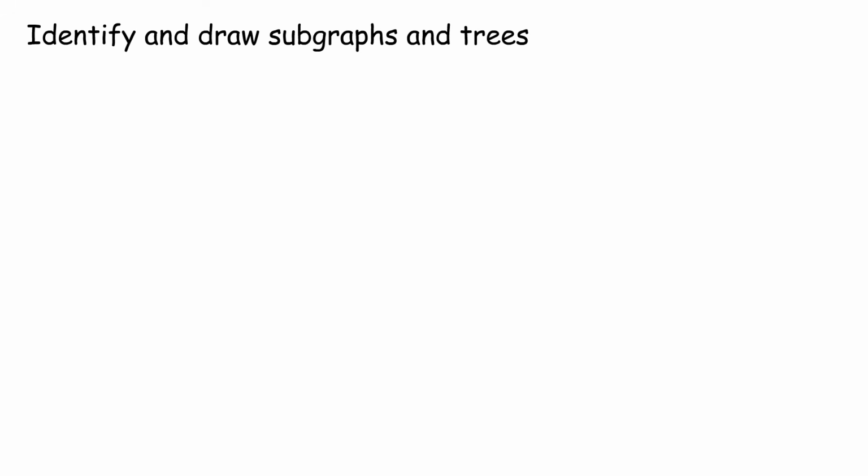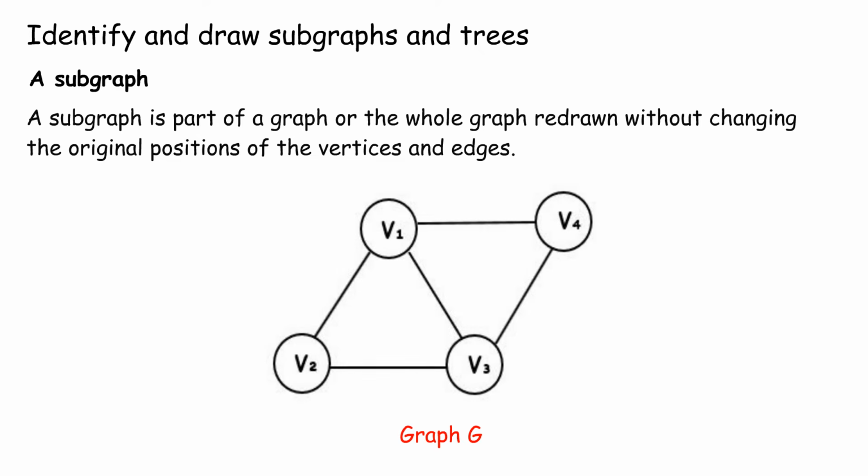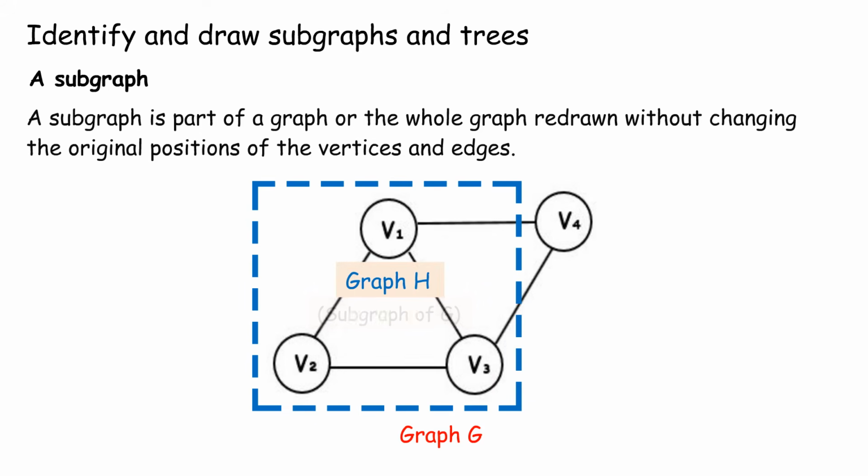Identify and draw subgraphs and trees. A subgraph is part of a graph, or the whole graph redrawn, without changing the original positions of the vertices and edges. A graph H is known as the subgraph of G if: A. The vertex set of graph H is a subset of the vertex set of graph G, that is V(H) is a subset of V(G). B. The edge set of graph H is a subset of the edge set of graph G, that is E(H) is a subset of E(G). C. The vertex pairs of the edges of graph H are the same as the edges of graph G.